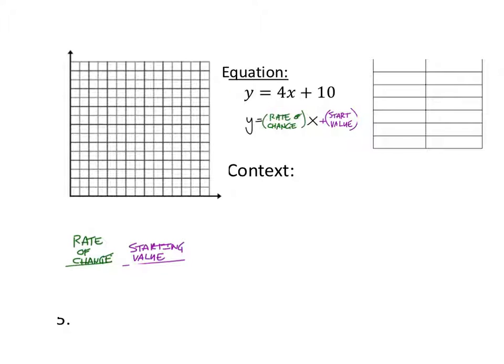For this one, it gives us the equation. From the equation, we need to fill in the table, the graph, and then also write a context for this one. We'll give you guys a few minutes for this.